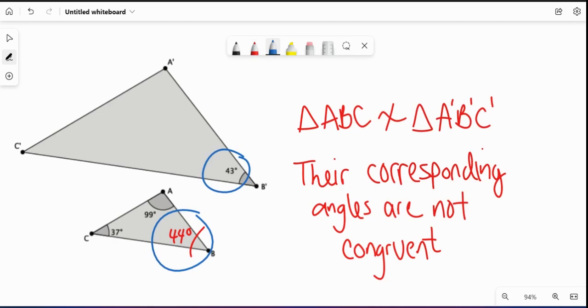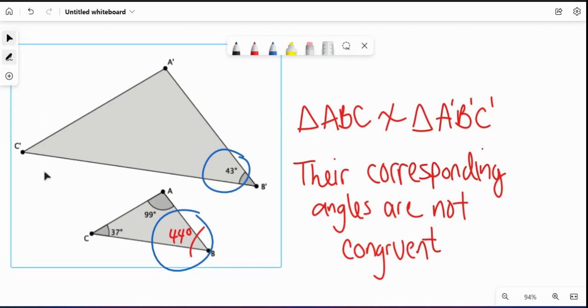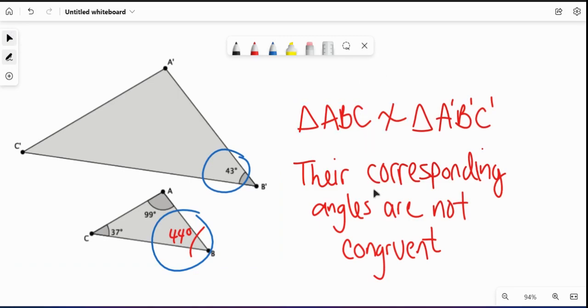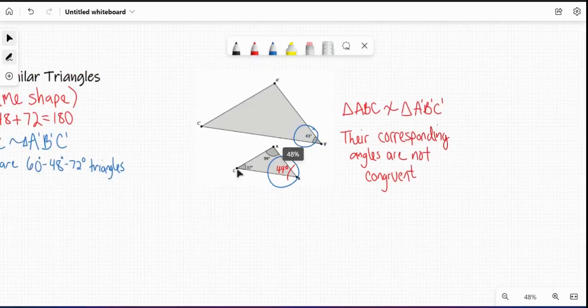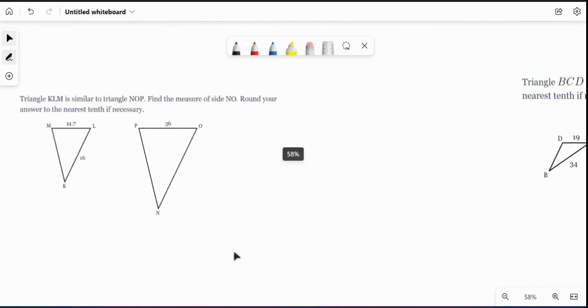Okay, so one way to determine if triangles are similar is by looking at their angles. Another way is to see if you have their corresponding side lengths and see if they form a proportion. So let's take a look at a couple examples of those.